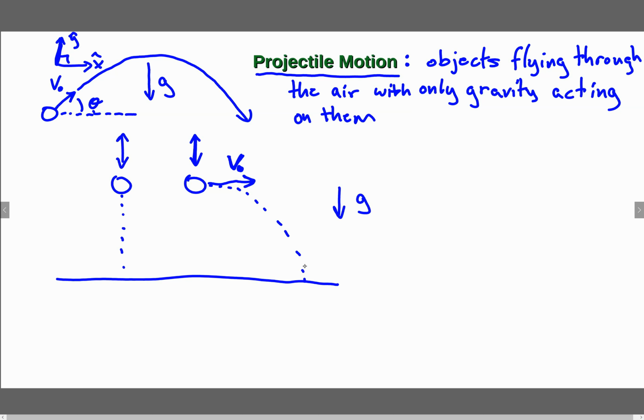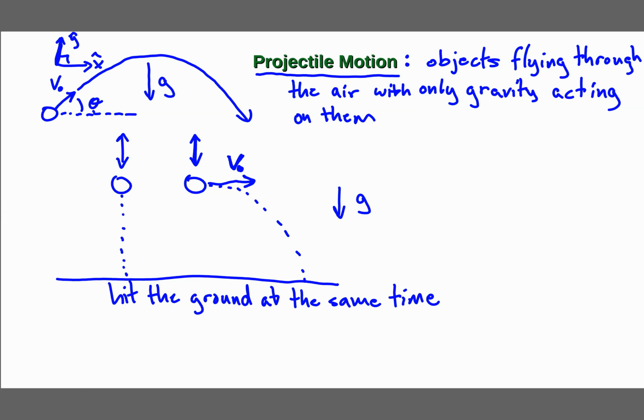So it does turn out that these two balls hit the ground at the same time. And this is our first really nice and impactful example where we looked at the mathematics and we saw that with our orthogonal directions, the x component and the y component should be totally independent.